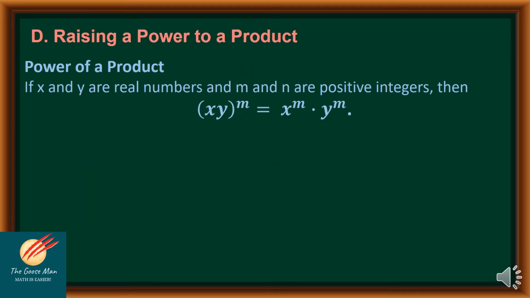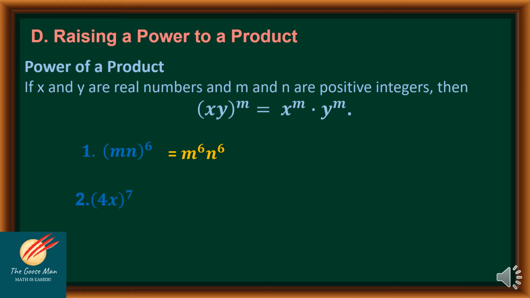So let's move on to the power of a product. If x and y are real numbers and m and n are positive integers, then x times y raised to n, we simply distribute n. So I have x raised to n times y raised to n. So example, m times n raised to 6, I'll simply distribute 6 to m and n. So I have m to the 6, n to the 6th power.